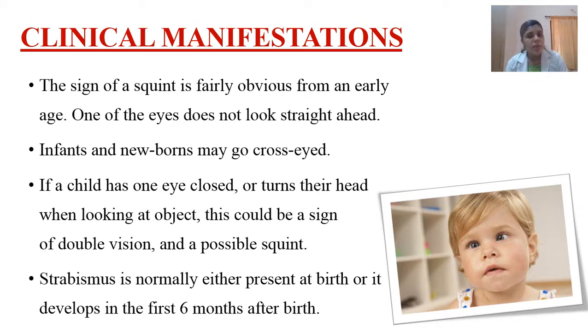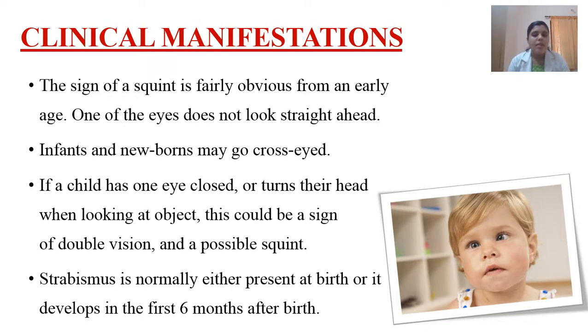Sometimes when you observe the child, he looks like he is trying to look at a particular object with one eye closed, or turning his head toward that object when looking at it. All these indicate that they are having some problem with their vision, and that may possibly be because of the squint.